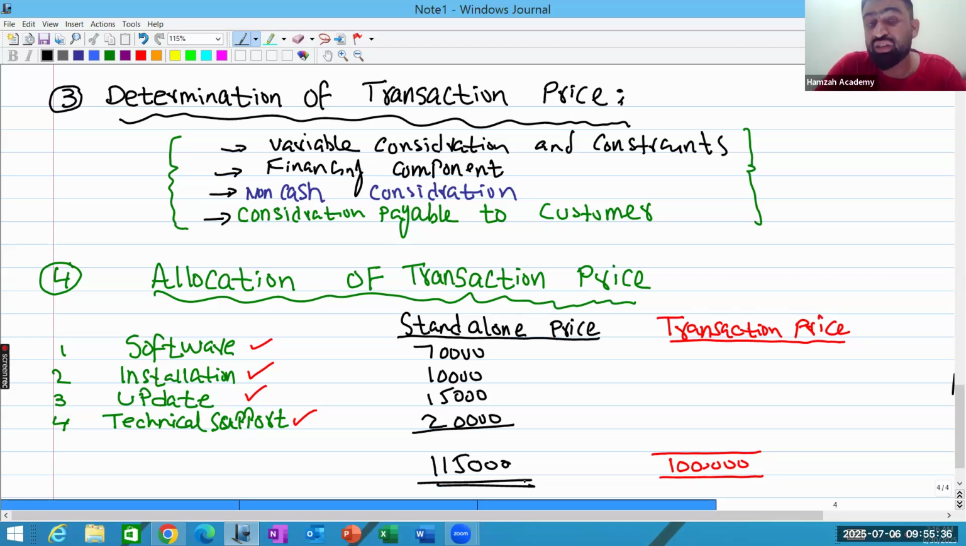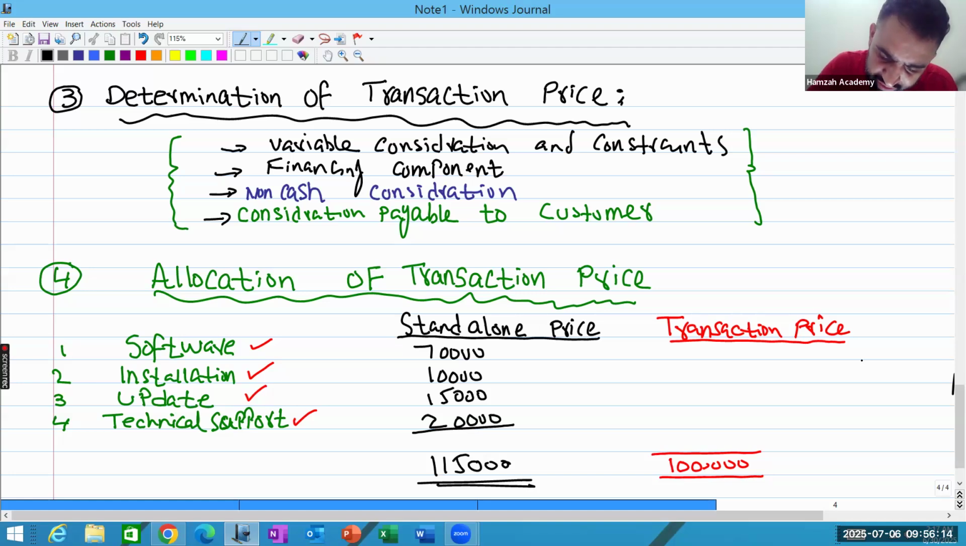That is the stand-alone price, the price which I normally charge for the goods and services if I sold them separately to the customer. But I sell all these things only for $100,000. That means I have given a discount. So after giving the discount, the price which I expect to receive from the customer is $100,000. Now I need to allocate this $100,000 among the performance obligations, and it will be done on the proportionate basis of the stand-alone price.